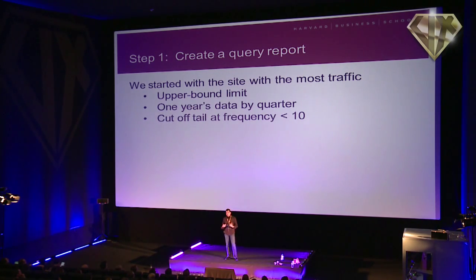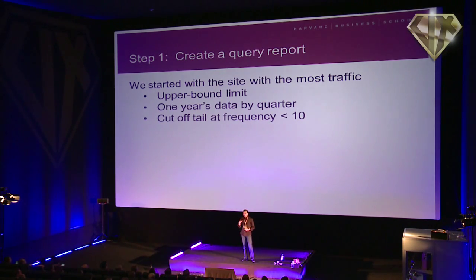In our case, we have many different websites at Harvard Business School. So we decided that we would start with the highest trafficked website. The reason being that when we started this process, it was just an idea. So we wanted to see how long it would take for the largest website. Once we have that information, we know that applying this process on any other website would take less than that. And we arbitrarily chose 1 year's worth of data, and then we cut off the tail.